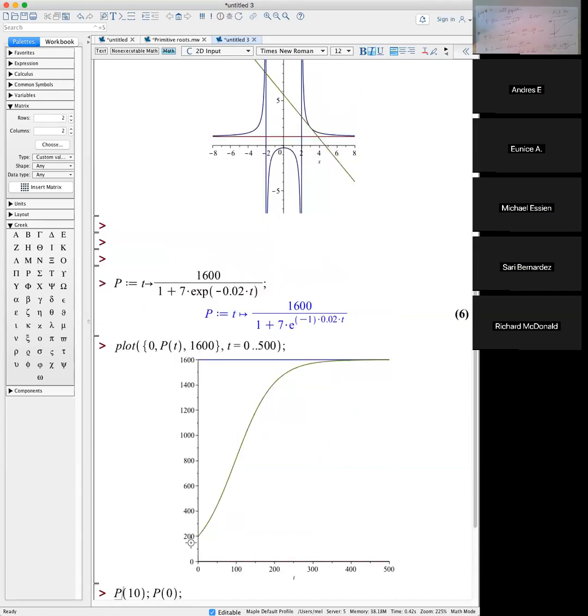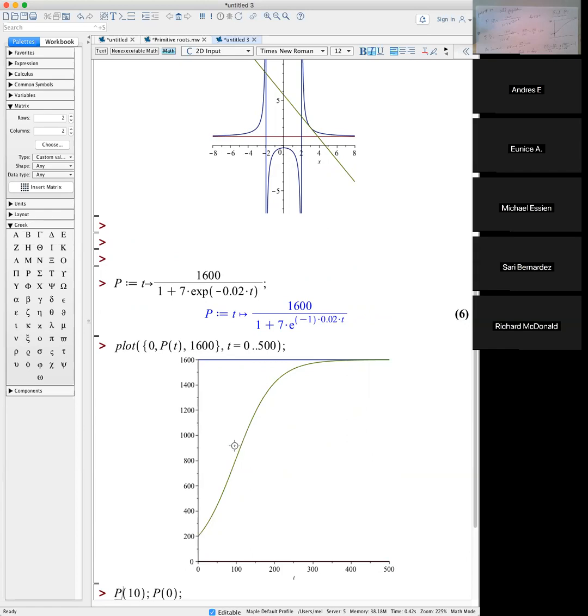Okay. So we start out at time 0. After about a year, it slows down. I mean, it's increasing, then it slows down. And it's approaching 1600 asymptotically. Where is the growth fastest? It looks like it's fastest somewhere around there. All right, that's where it looks like it's fastest.